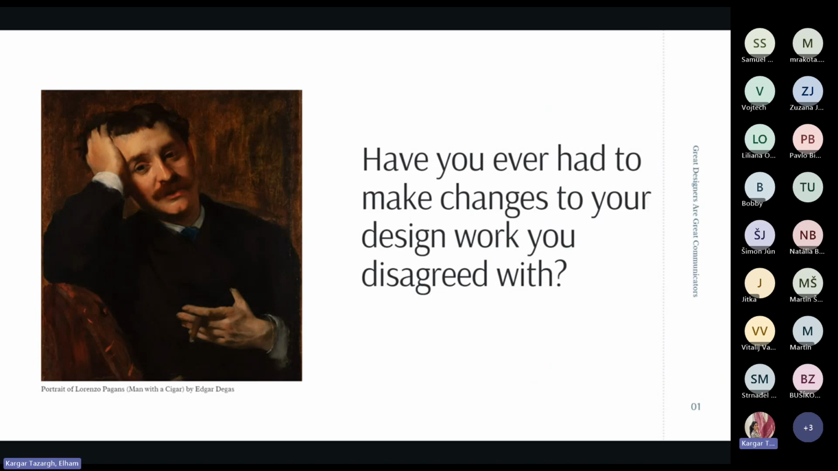I have a question. Have you ever had to make changes to your design that you disagreed with? Yeah, me too. When I saw this painting, I had the feeling that this is me after any kind of change to my design that I completely disagree with. But what can I do? I'm just sitting there and thinking, okay, there's another redesign.